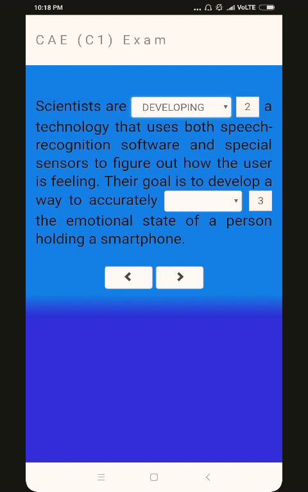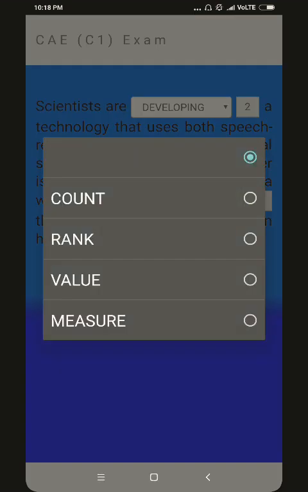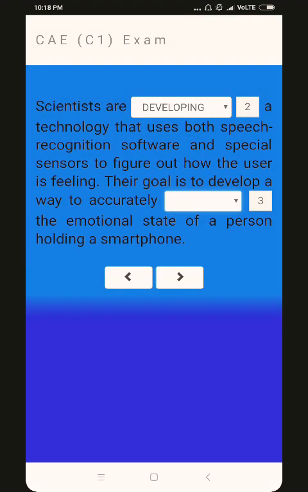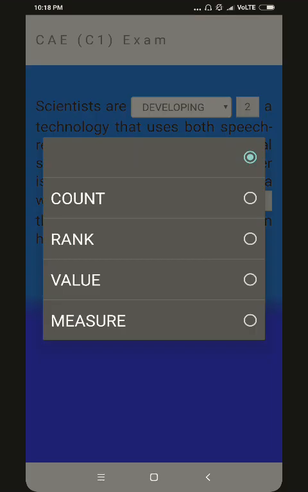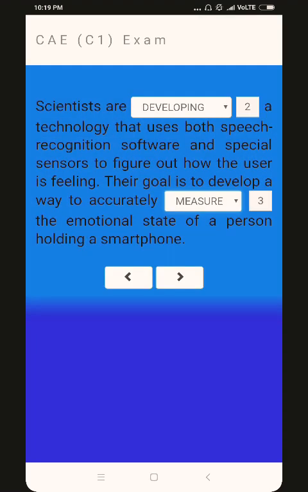Their goal is to develop a way to accurately dash the emotional state of a person holding a smartphone. Let us see. I think measure will be the correct answer, because develop the way to accurately count. I don't think they'll count, rank or value anything. I think they'll measure. So I'll click on measure.